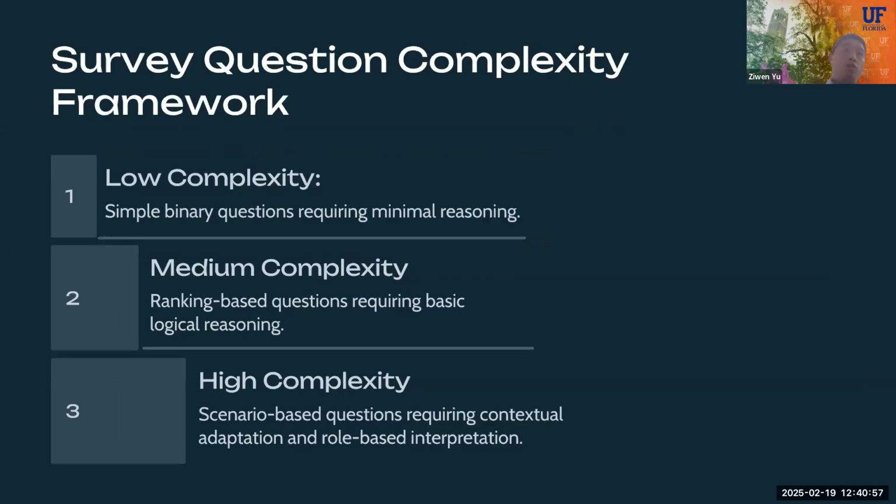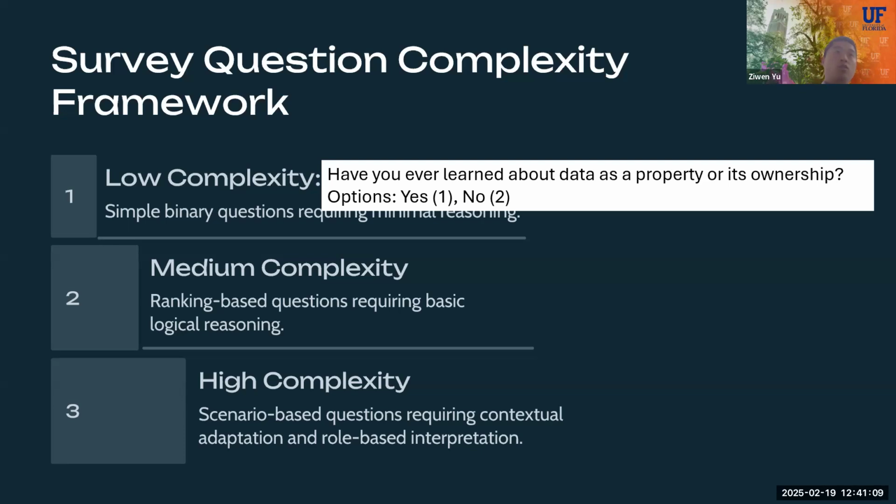And then for the questions that we select in this study, we are selecting 3 different types of questions based on the complexity of the reasoning process. The first question is, have you ever learned about data as a property or its ownership? And the LLM is going to be asked to select true or false. We think this is a simple question because it's very straightforward and doesn't need a lot of reasoning process to give a yes or no answer.